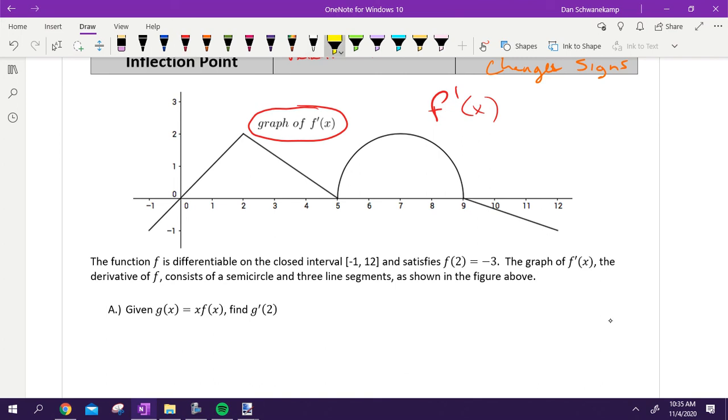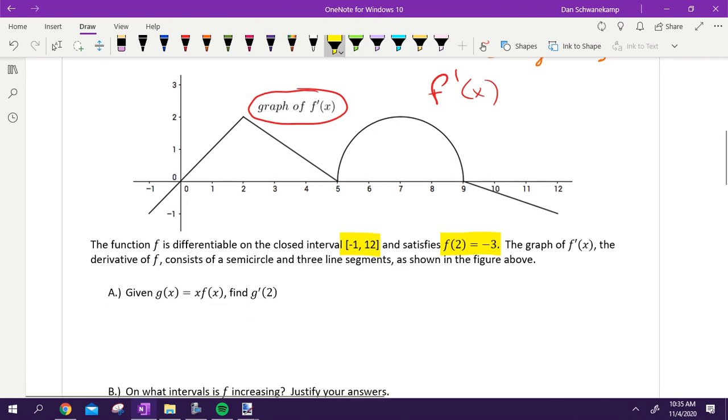The function f is differentiable on the closed interval from -1 to 12. And they also told me a point: f of 2 is -3. They don't just tell you that stuff for no reason. There's going to be some reason why they told me that. We might come back to it, we might not, but I'm going to underline it so I don't forget about it. Graph of f prime is shown.